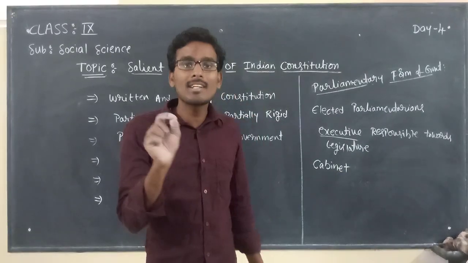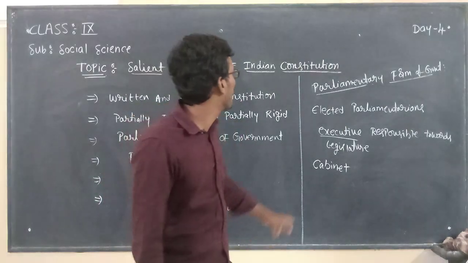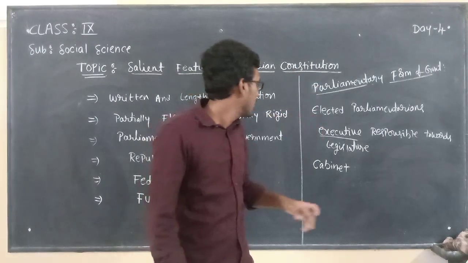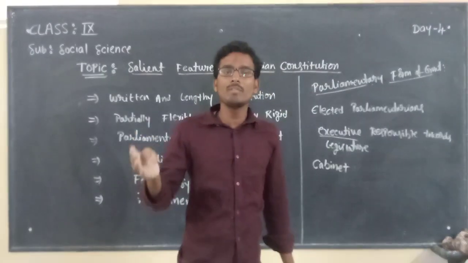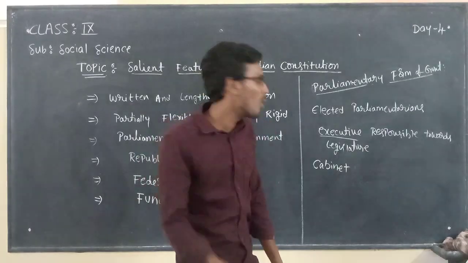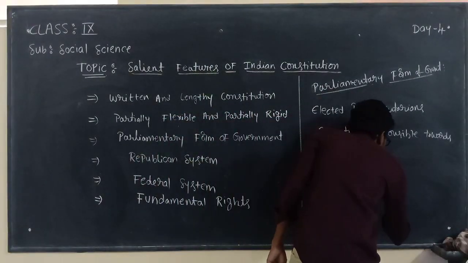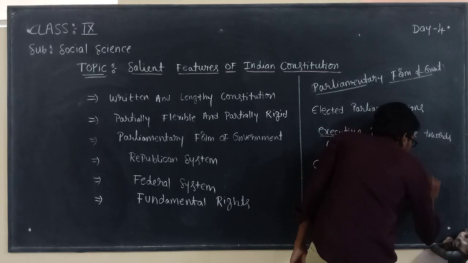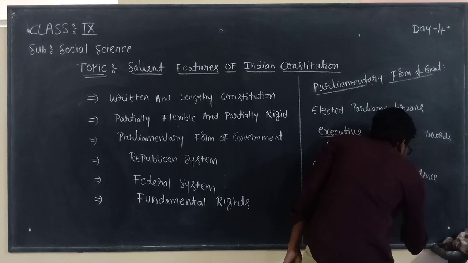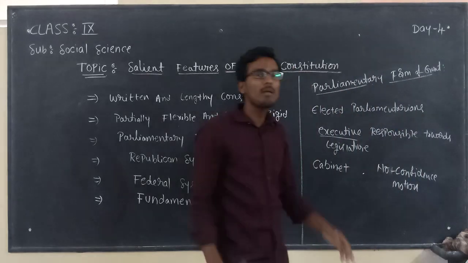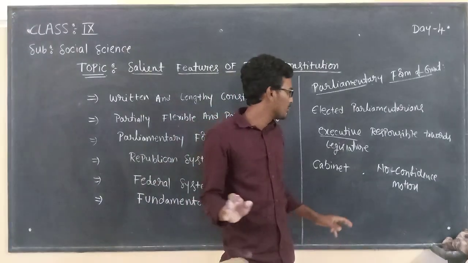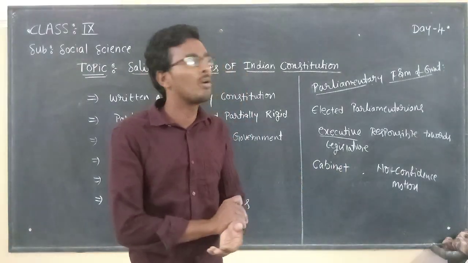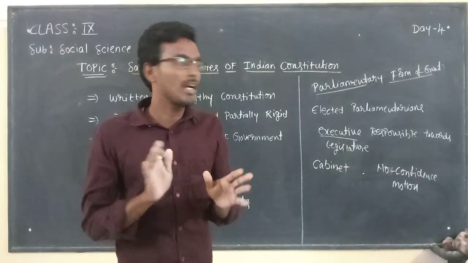So this kind of government is known as parliamentary form of government. Here the ministers can be removed from their positions, that is no confidence motion. The cabinet can be removed from their position through the no confidence motion. This type of government is known as parliamentary form of government.